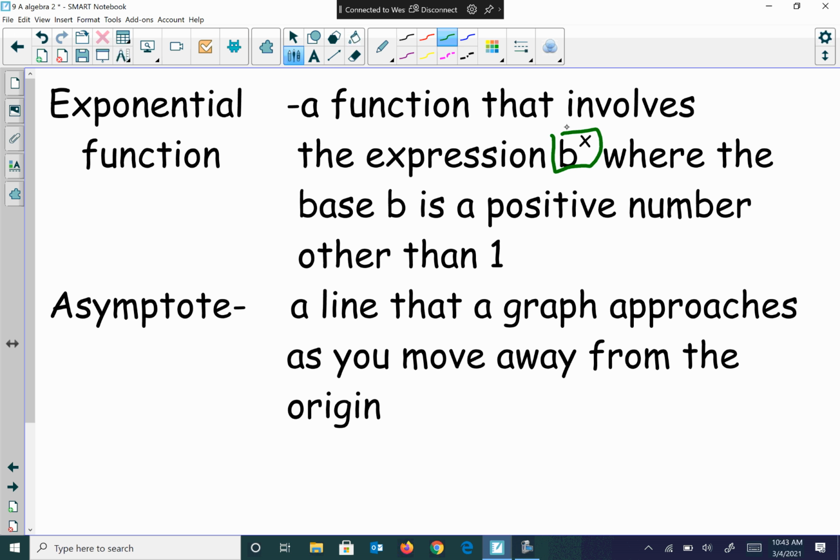An asymptote is a line that a graph approaches as you move away from the origin. An asymptote can be vertical, it can be horizontal, and then there's a third kind of asymptote called a slant asymptote. Some classes call it an end behavior asymptote, but it's just what's happening as you go to the infinities. You know, what graph are you following?